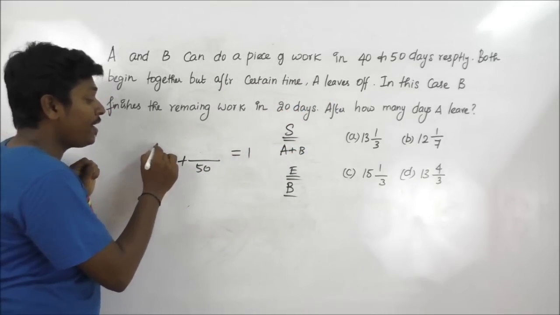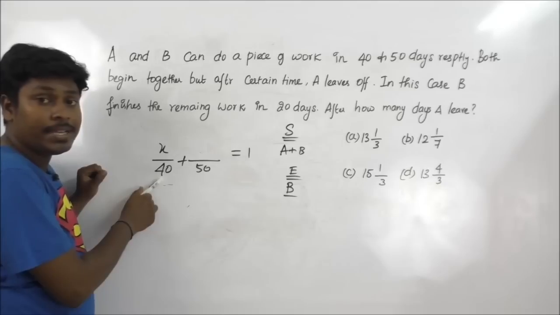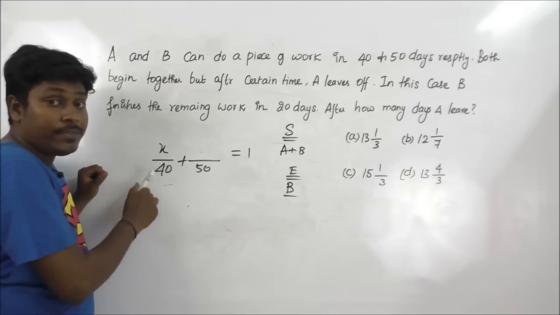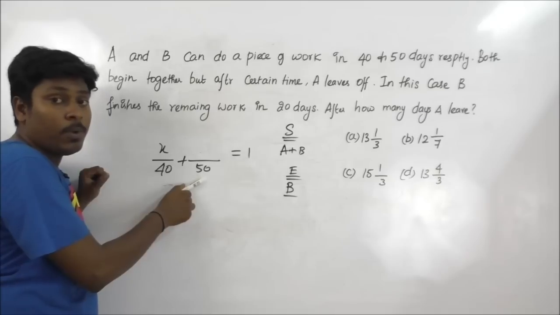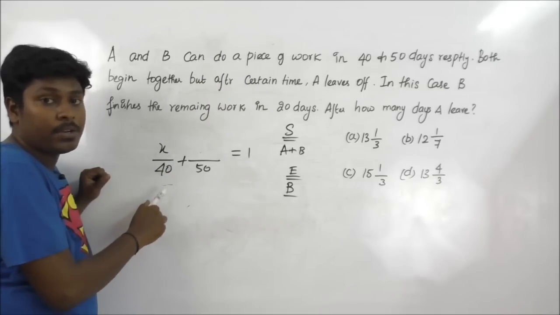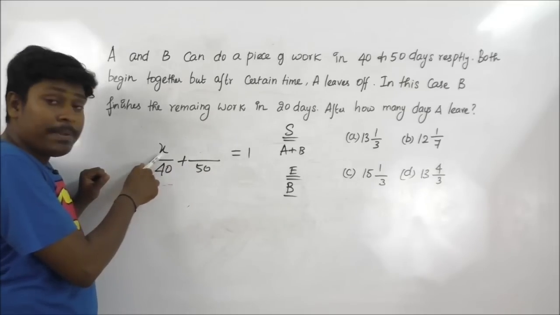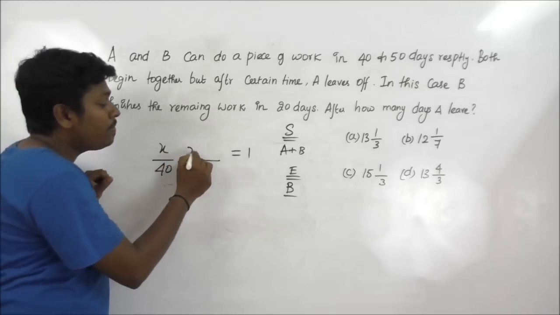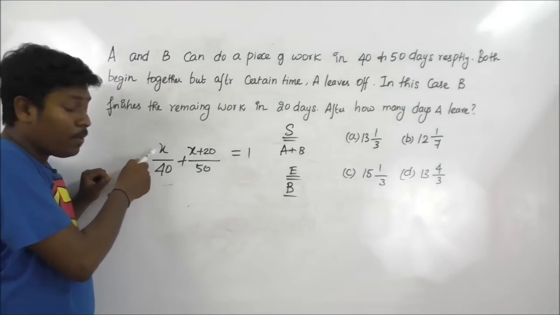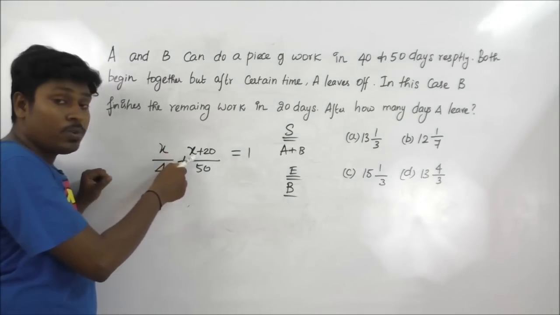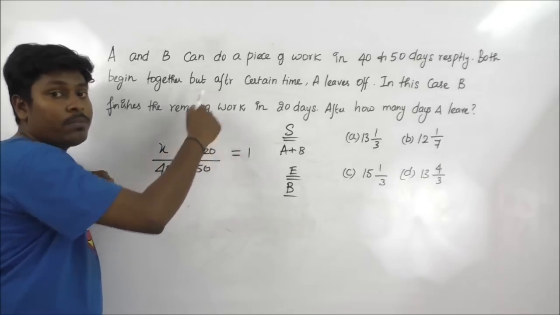So I put X as A's days, because we don't know out of 40 days how many days A worked. B has to work 20 days more than A. So if X is 10, B has to work 30. If we keep A as X, then B should be X plus 20. Got the idea, friend? Simple concept. If A works for X days, B should work X plus 20. Why? Because B took the remaining work for 20 days.